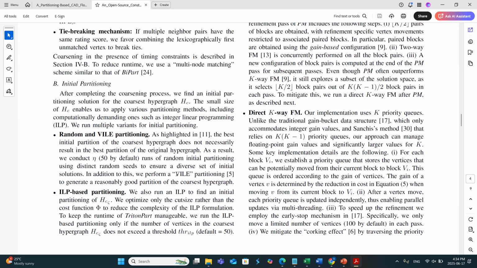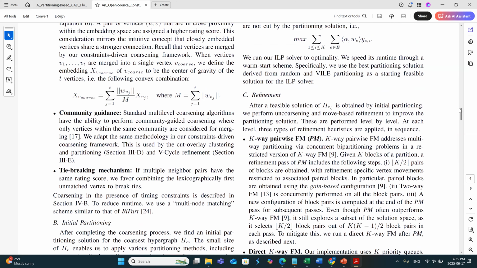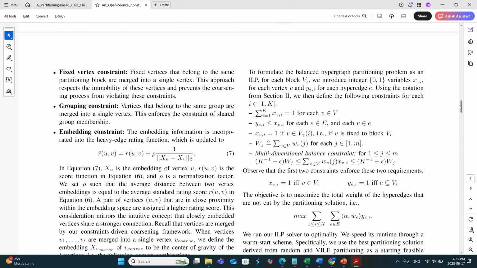This VILE one stands for very illegal initial partitioning. I think it's like highly unbalanced. They try to put most stuff in one side or the other as another starting point. And they can run ILP. Okay, so they've got it down to 50 or fewer nodes. They actually can run ILP on it to get like the optimal answer for the initial partition. Does that make sense? Well, what is ILP? ILP stands for integer linear program, and this is their integer linear program description.